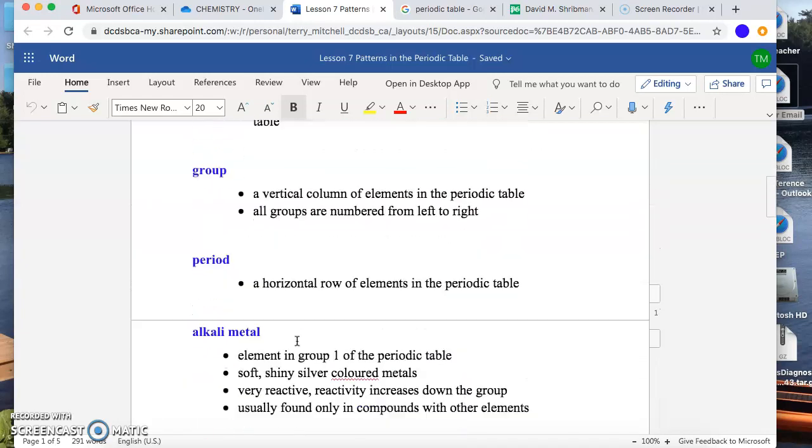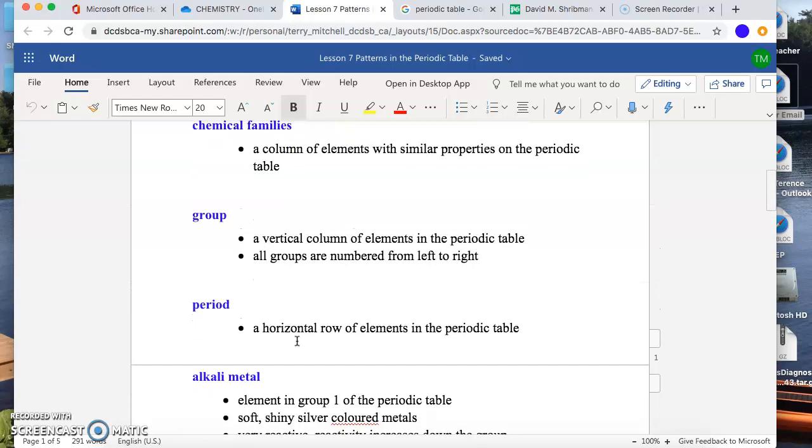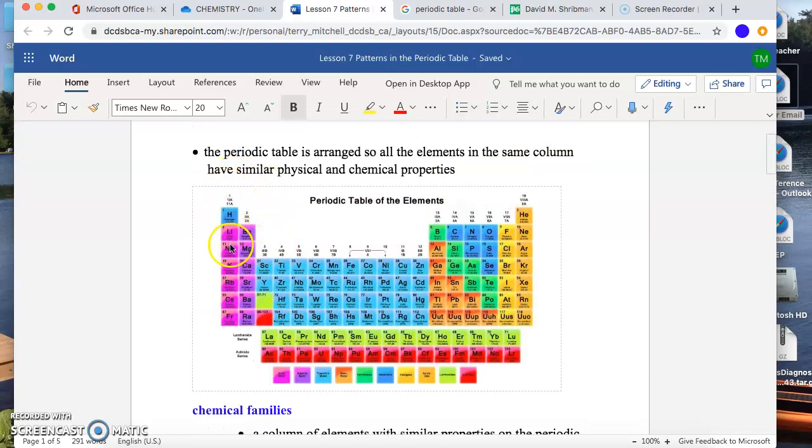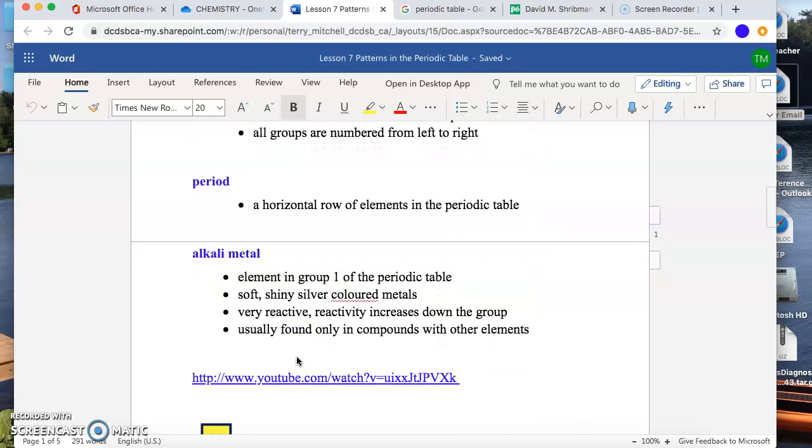So we're going to look at 4 families or 4 groups today. The first group is family number 1 right here. These are called alkali metals. So we have hydrogen, lithium, sodium, potassium, rubidium, cesium, and francium. So alkali metals, they're in group 1. They look the same. They are soft, shiny, and silver. We'll probably do a lab with these ones later.